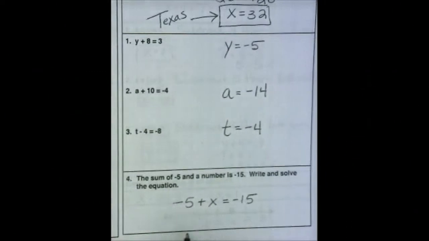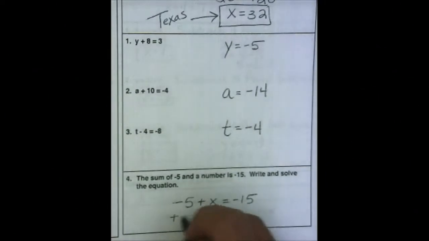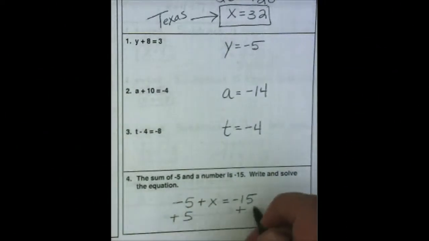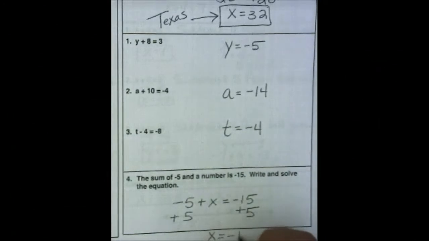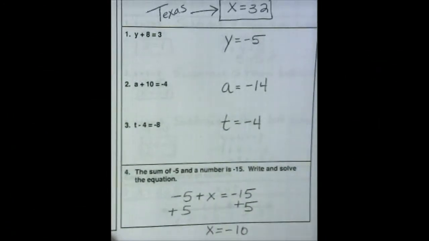This one's a little bit harder because you have a -5. We're going to add 5 to both sides. We'll have to talk about this one a little bit tomorrow. And we get x equals -10. If you got those correct, that's great. If not, take a few minutes to look back and see if you can figure out what you did wrong. And if you can't, then we'll discuss it tomorrow in class.